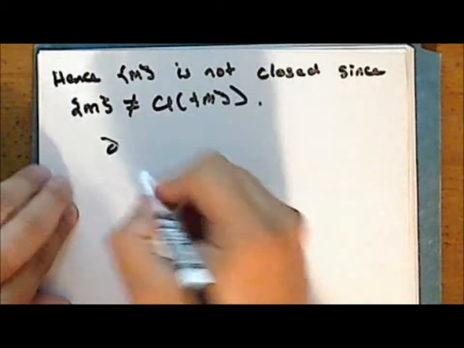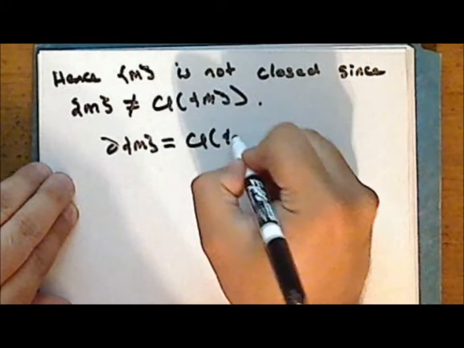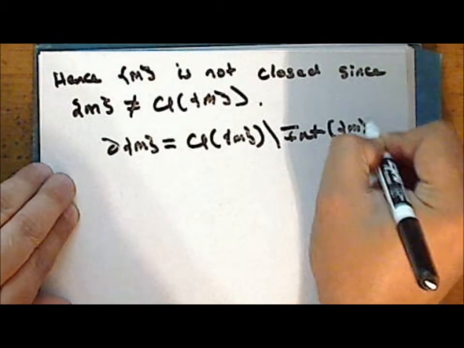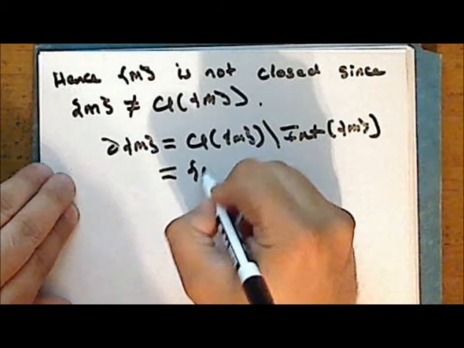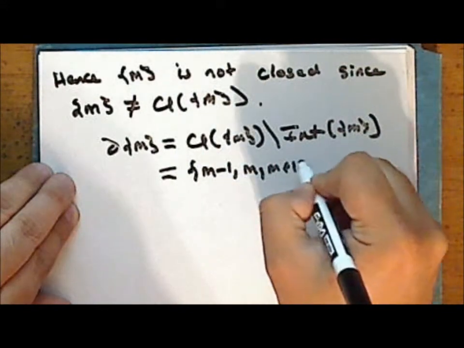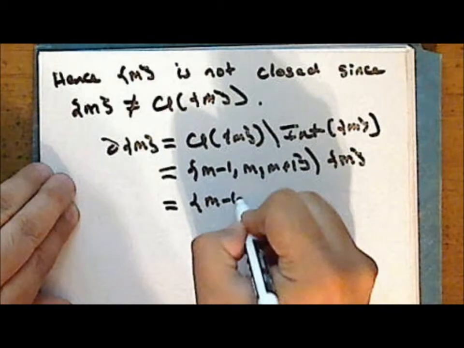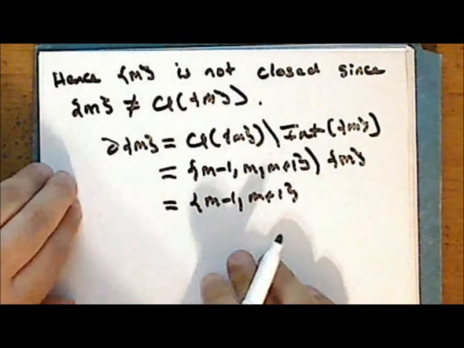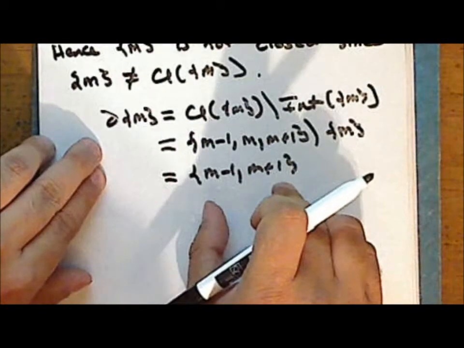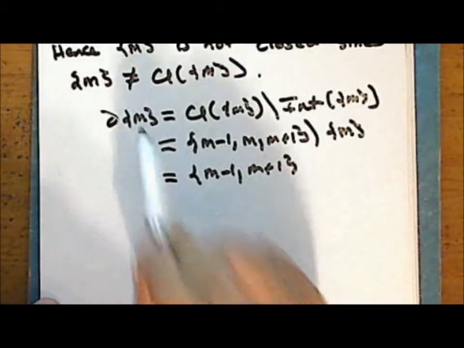Further, the boundary of the singleton containing the odd integer is the closure of the singleton set minus the interior, which is the 3-point set m minus 1, m and m plus 1 set minus the singleton containing m, which is the 2-point set m minus 1, m plus 1. So notice that the boundary for a singleton containing an odd integer is the set containing the consecutive even integers centered on the odd integer m.